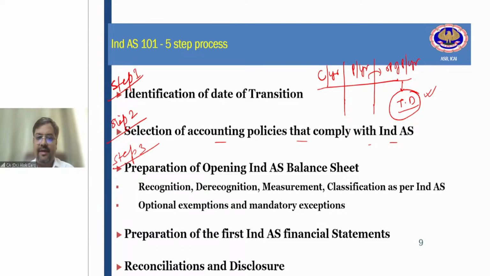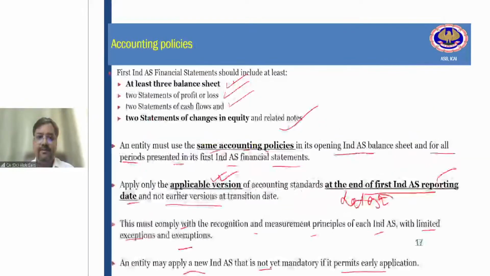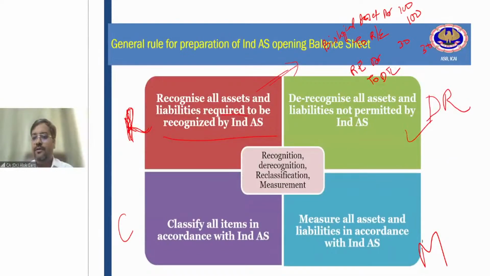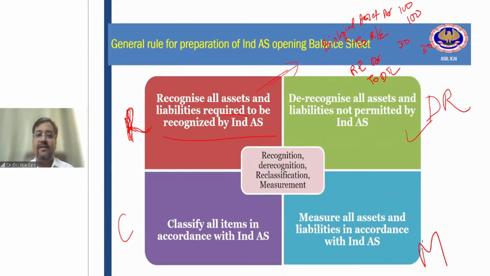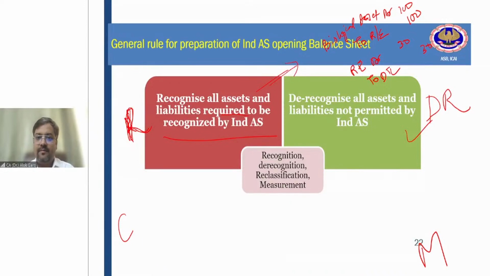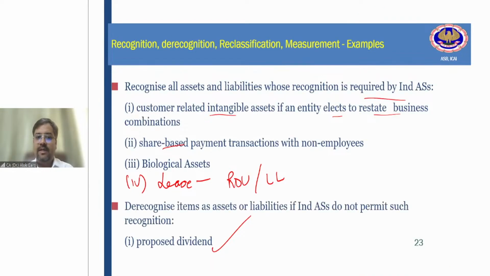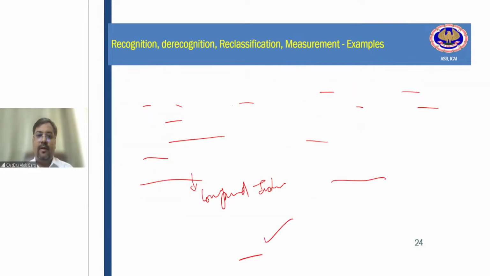This we have discussed, right? You remember this part? Recognize all assets and liabilities required to be recognized by Ind AS. Derecognize all assets and liabilities not permitted by Ind AS. Classify all items in accordance with Ind AS. Measure all assets and liabilities in accordance with Ind AS. You remember this part? Is it clear? I hope it is clear.